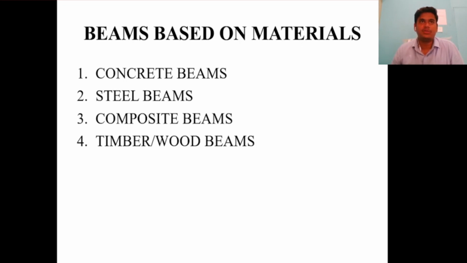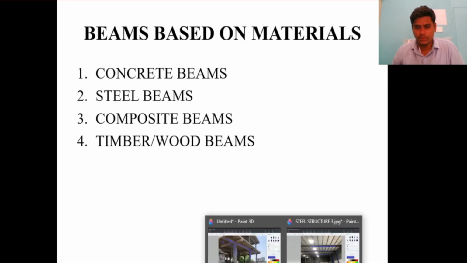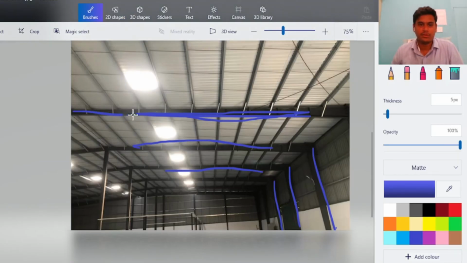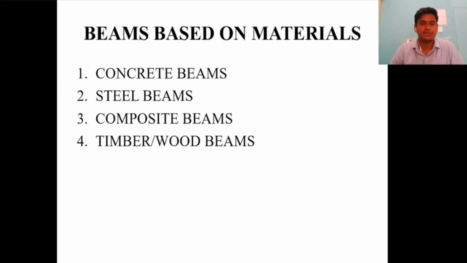Steel beams are used in steel structures, which are very costly. I can show you the steel structure. These are the steel structure. This beam which is horizontal is the beam, and this vertical member is the column. Okay. Next is composite beam.